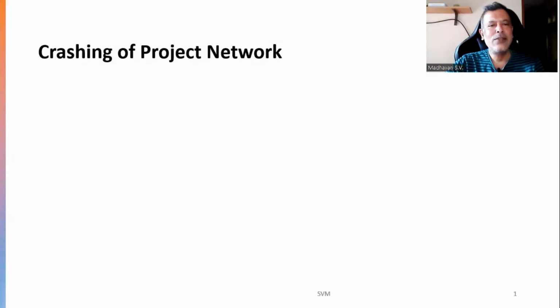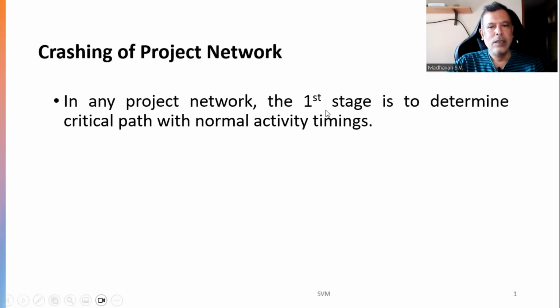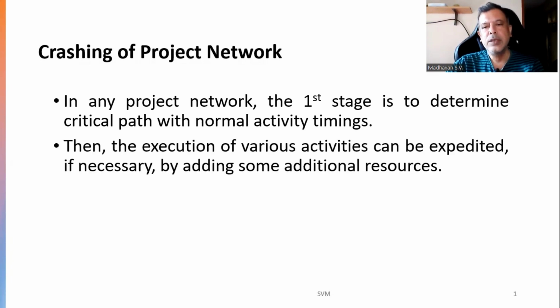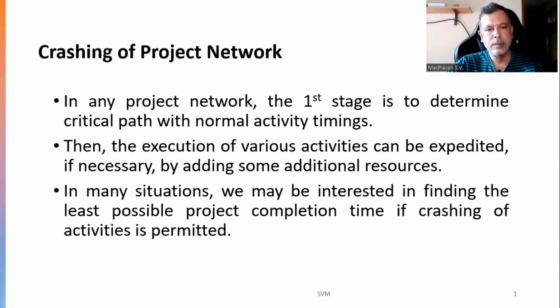Everyone, in this video we will understand the crashing of a project network. In any project network, the first thing is that we draw the network diagram and then determine the critical path based on the normal activity timings. Then we see whether any activities can be expedited, meaning whether we can speed up those activities by adding some additional resources to the work.